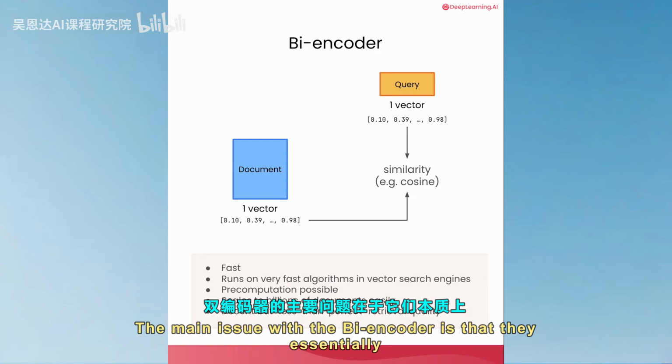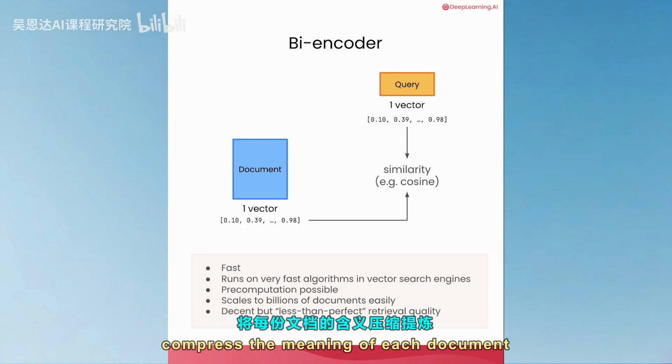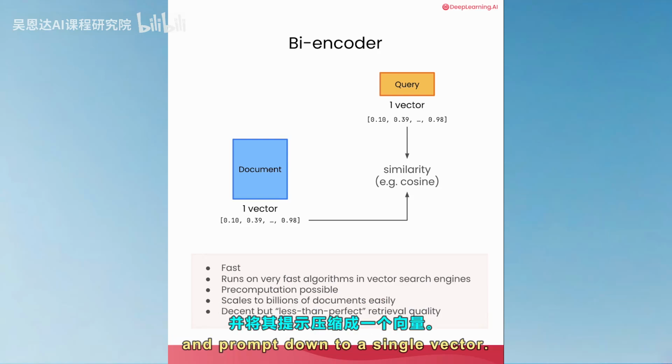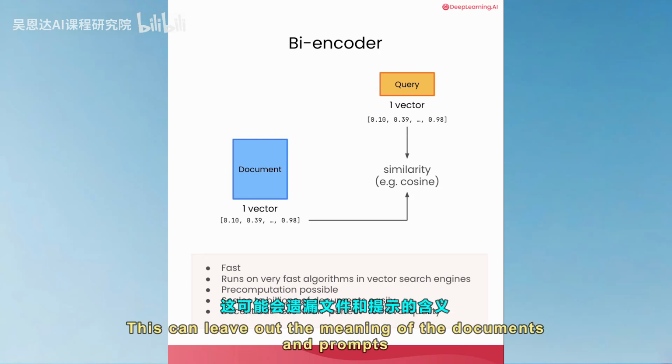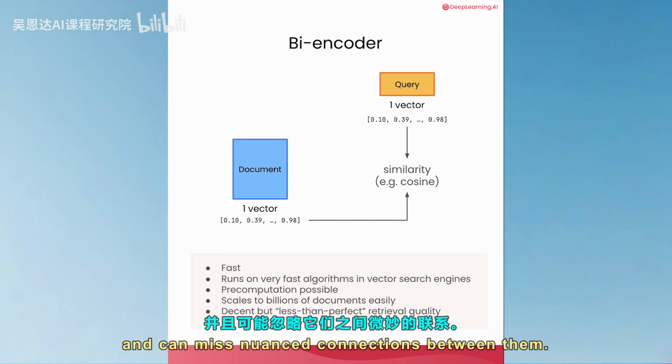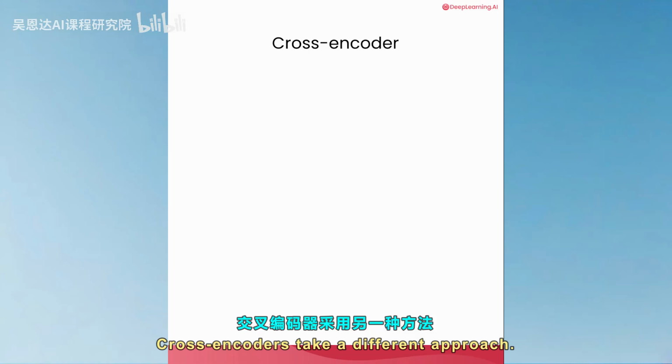The main issue with bi-encoders is that they essentially compress the meaning of each document and prompt down to a single vector. This kind of averages out the meaning of the documents and prompts and can miss nuanced connections between them. Cross-encoders take a different approach.